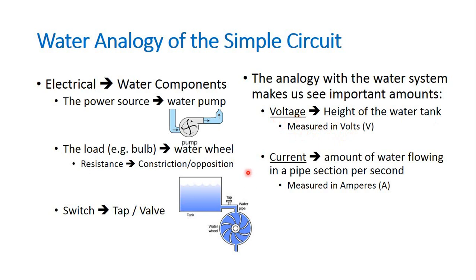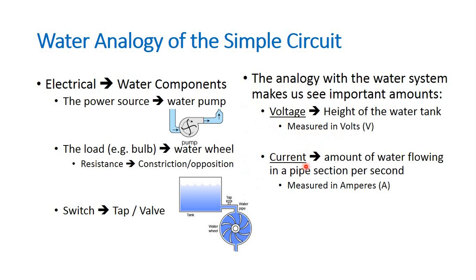You can imagine it as a higher tank on, say, the 12th floor of a building compared to another tank which is only on the first floor of a building. They will have different potentials to produce work if the tap is open.